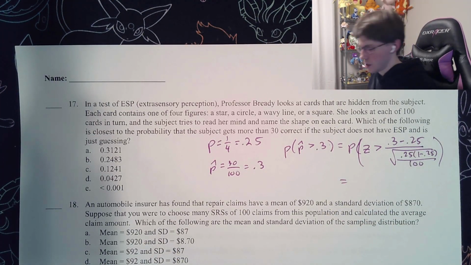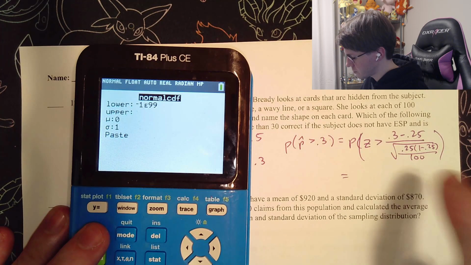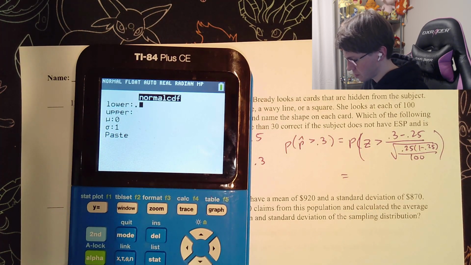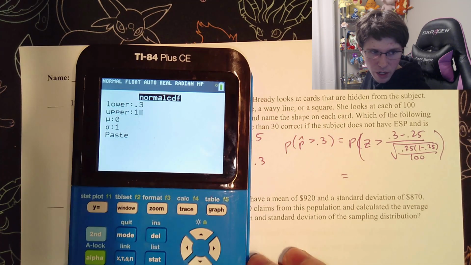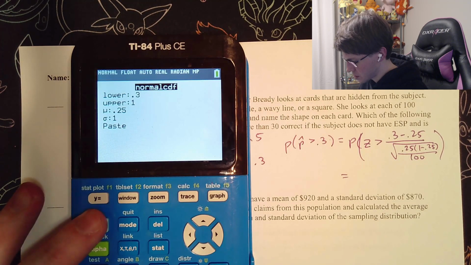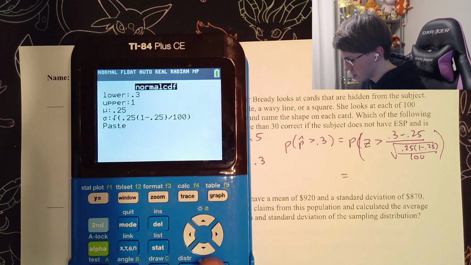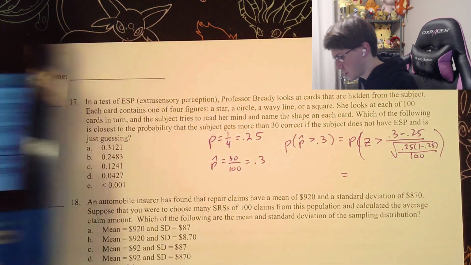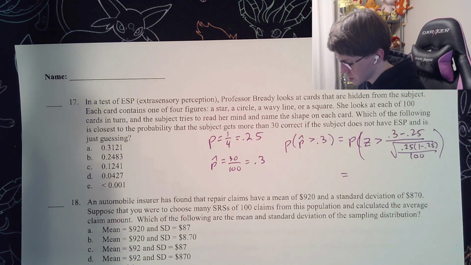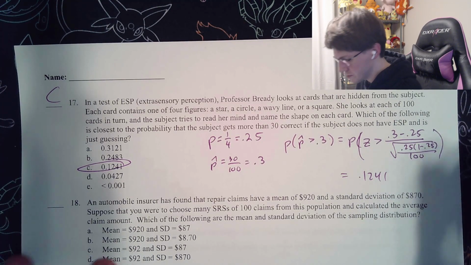And now we just got to calculate this bad boy, using our same exact buttons we've been using before. Our normal CDF, we're doing a greater than, so our lower is actually that 0.3. Our upper value, I'm just going to put 1 just to prove a point here. And then our average is going to be 0.25, and our standard deviation is going to be the square root of 0.25 times 1 minus 0.25 divided by 100. And it looks like we have 0.1241, which is letter C, 0.1241.